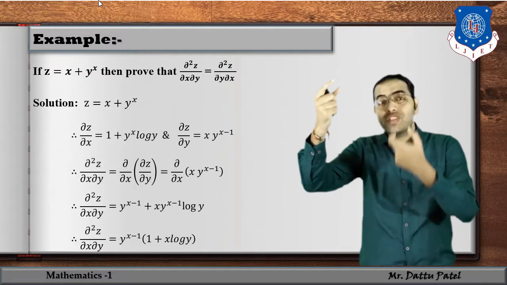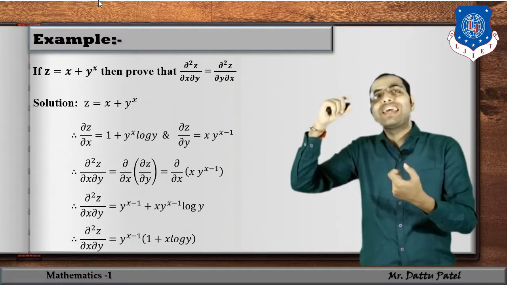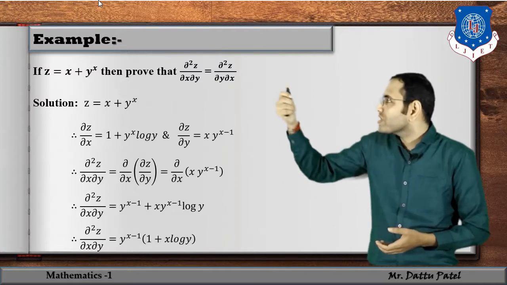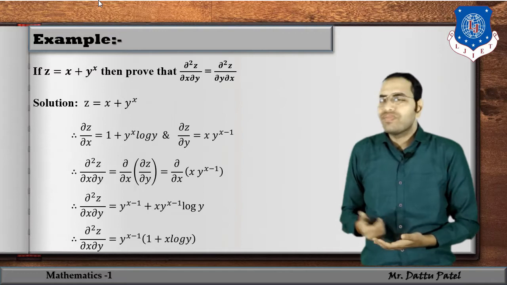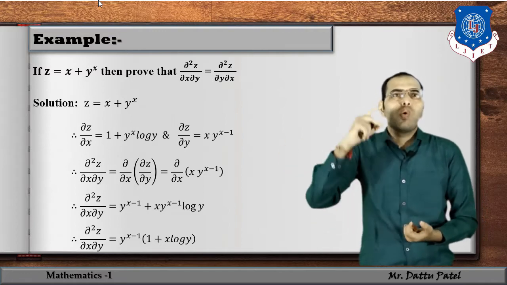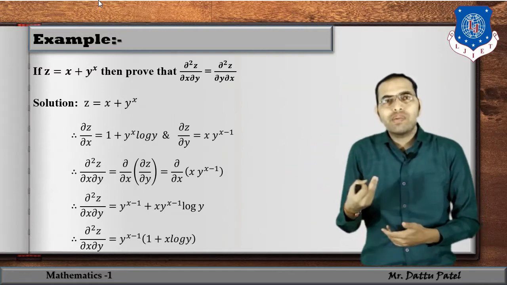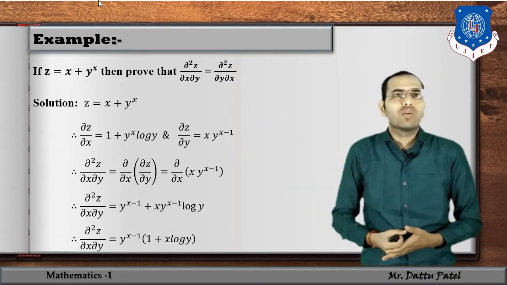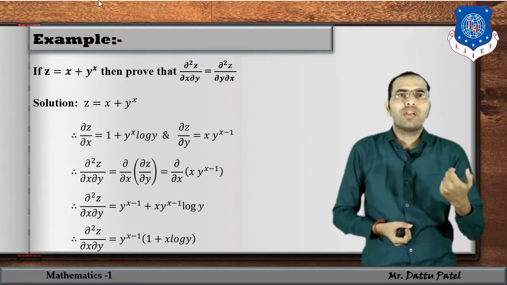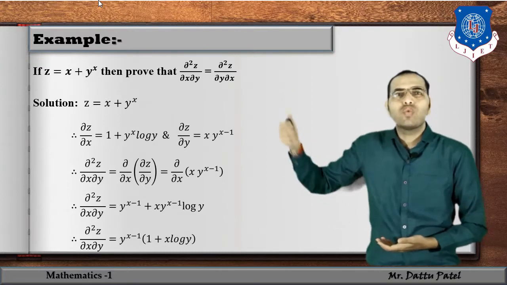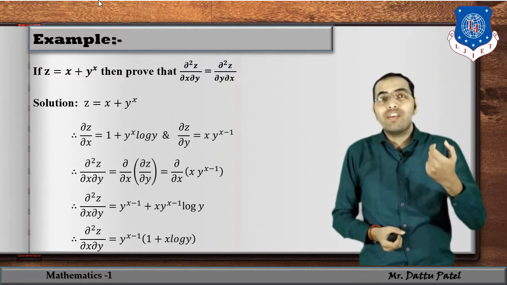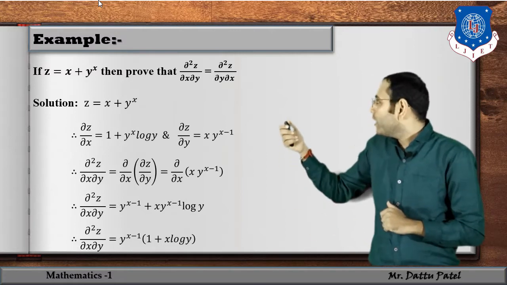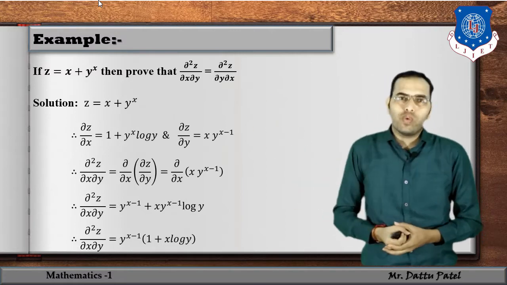Here y raised to x, where y is constant, is of the form a raised to x, our exponential form. You are all aware that the derivative of a raised to x is a raised to x log a. So it becomes 1 plus y raised to x log y. Similarly, the derivative with respect to y: del z by del y equals x, which is constant, so its derivative is 0. Here y raised to x, using the derivative of y raised to n, that is n y raised to n minus 1, gives x y raised to x minus 1.